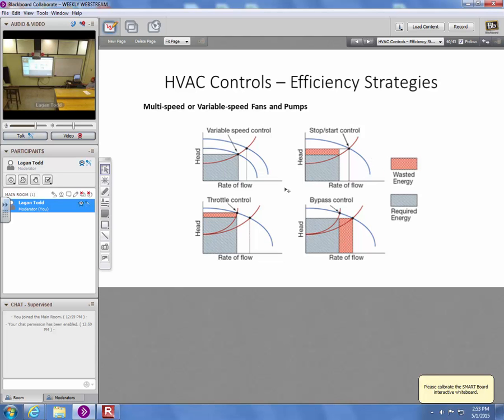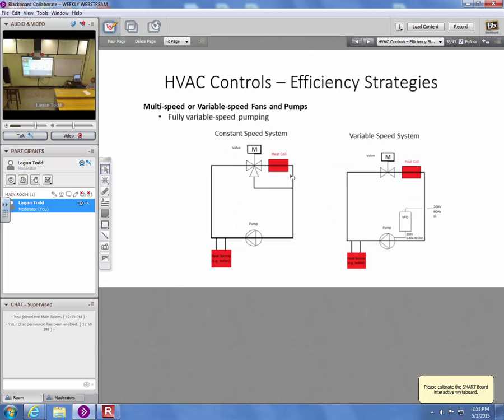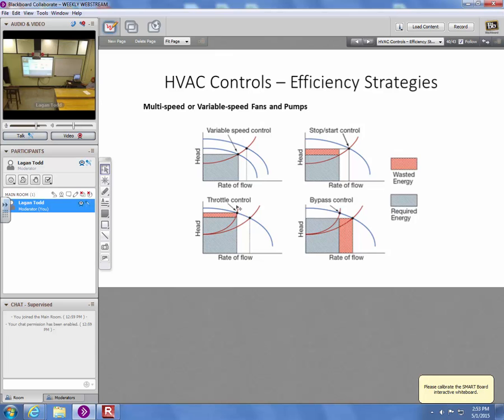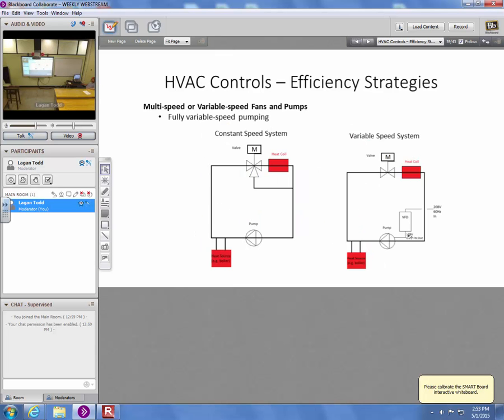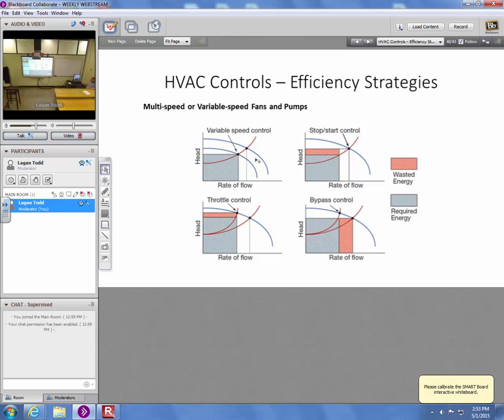There's bypass control, which is the 3-way valve, where this is a bypass. There's throttle control, where you have this without the variable speed, so you're just throttling, closing this down and making the pump try to pump through a more closed valve. And then there's the variable speed control, and the bronze is wasted energy. If you do the variable speed control, you waste almost no energy. Everything goes to savings.